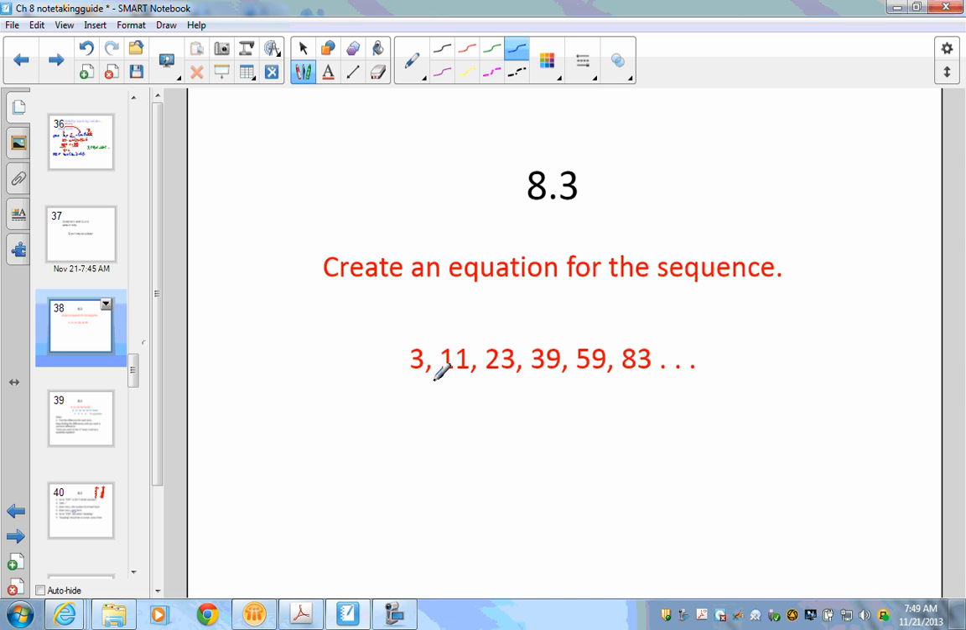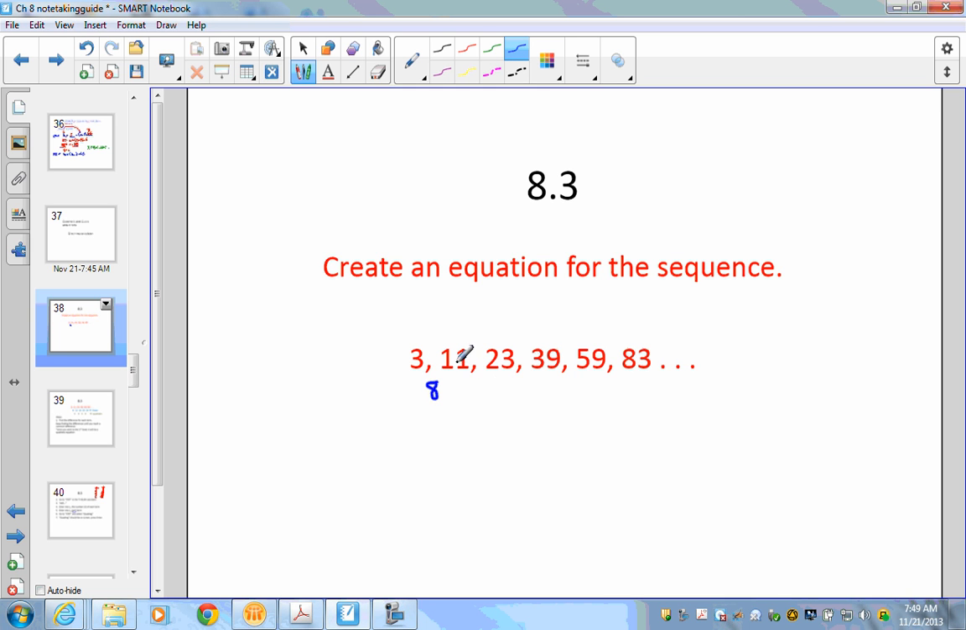Like the difference between 3 and 11 is 8. The difference between 11 and 23 is 12. This right here is 16. This is 20. And this is 24. And what you're going to do is continue to find the differences until you get a common difference. So like 8 and 12, the difference is 4. 12 and 16, the answer is 4. 16 and 20, the answer is 4, and then 4. Notice that this is the common difference.